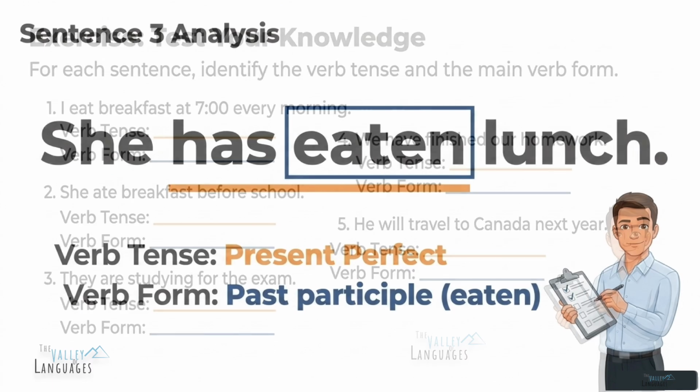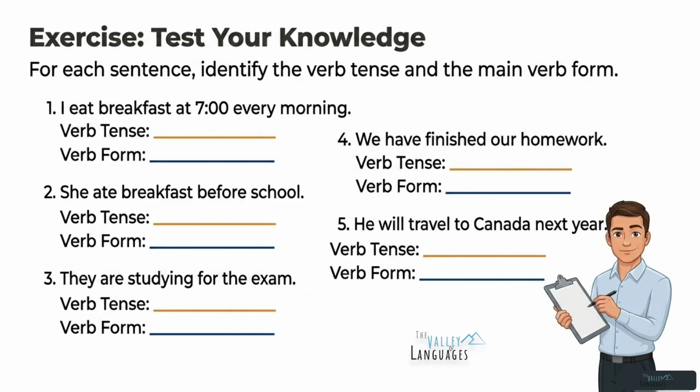All right, tag you're it. I want you to actively apply what we've just been talking about. Here's a quick little exercise with 5 practice sentences. For each one, you need to identify the verb tense, which is the time, and the main verb form, which is the shape. Sentence 1, I eat breakfast at 7 every morning.